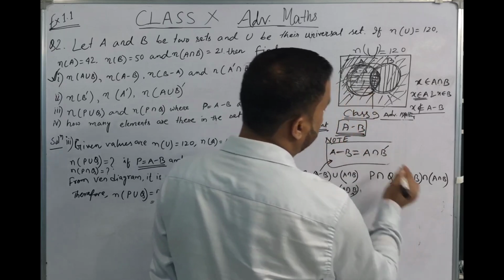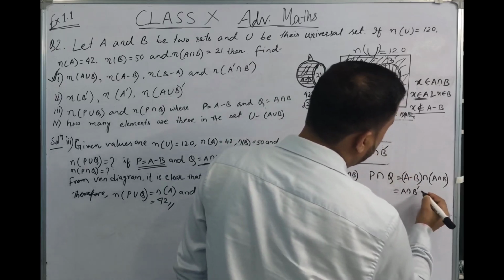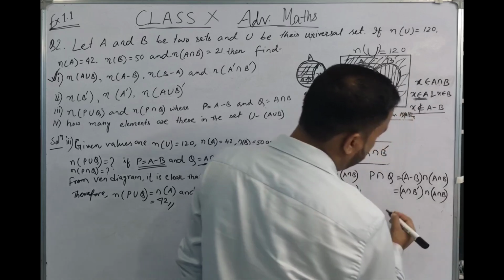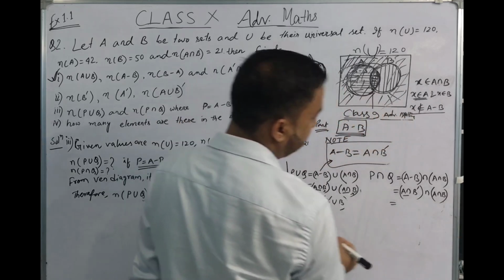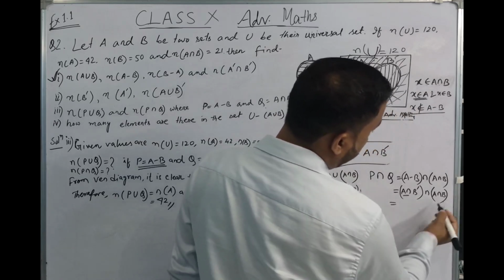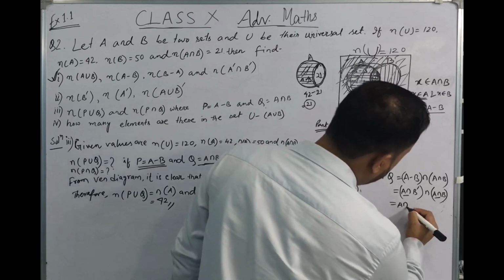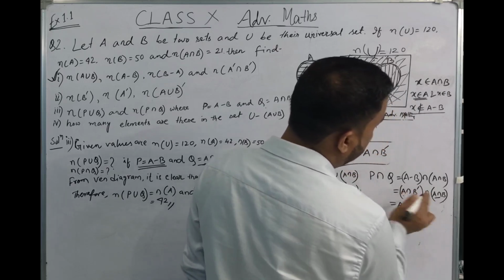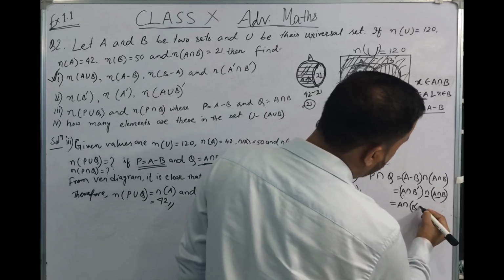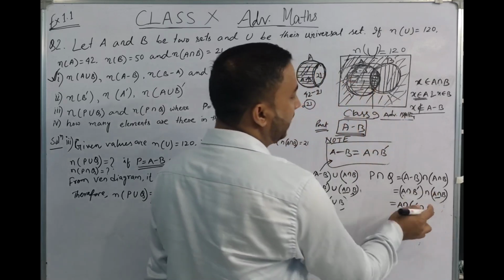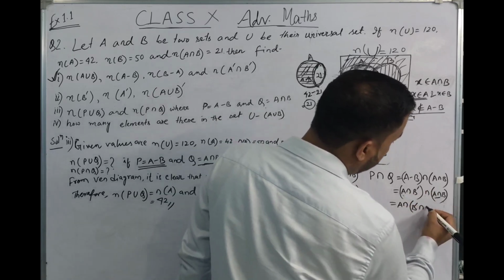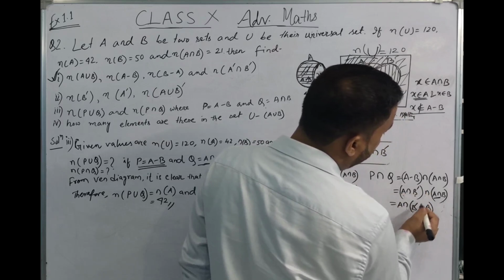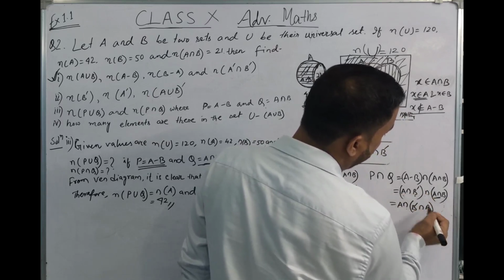So A difference B, again we can write it as A intersection B complement, then intersection A intersection B. Again you see A intersection is there, so we will take A intersection common. Then what is coming? B complement is the first part. Whatever symbol is coming, intersection, you take intersection. If it is union, then you have to take union. Then the next part is B.